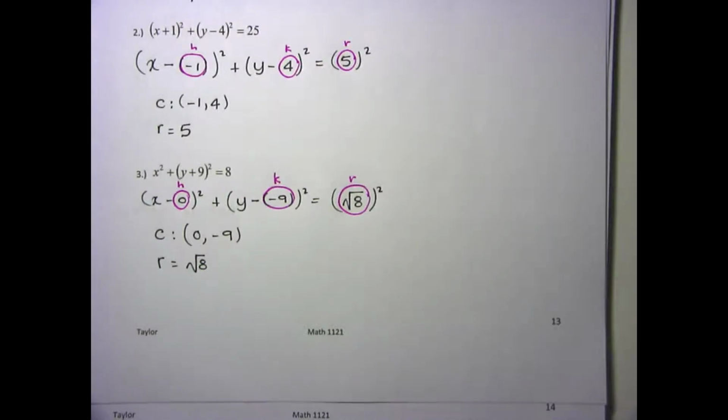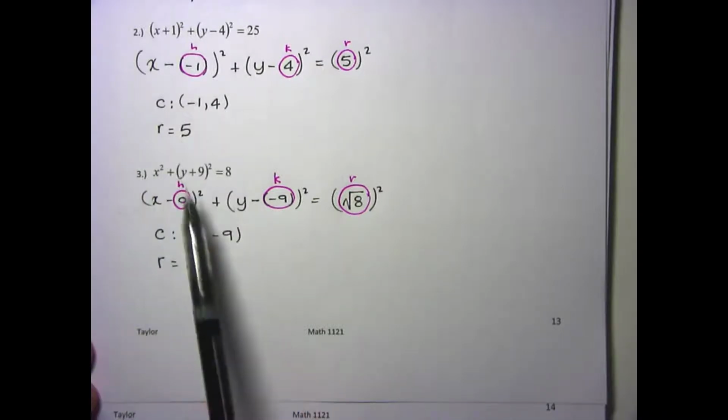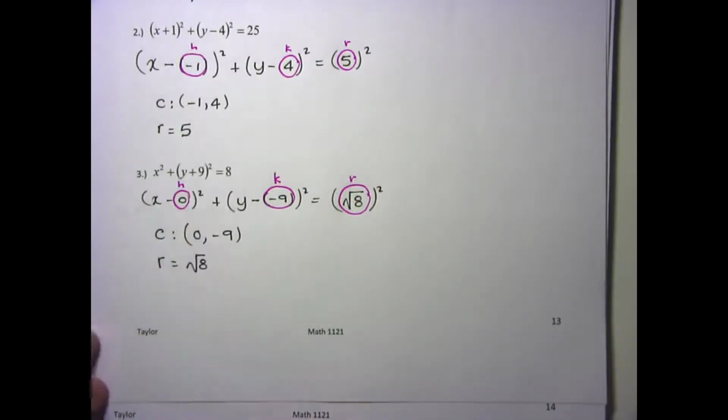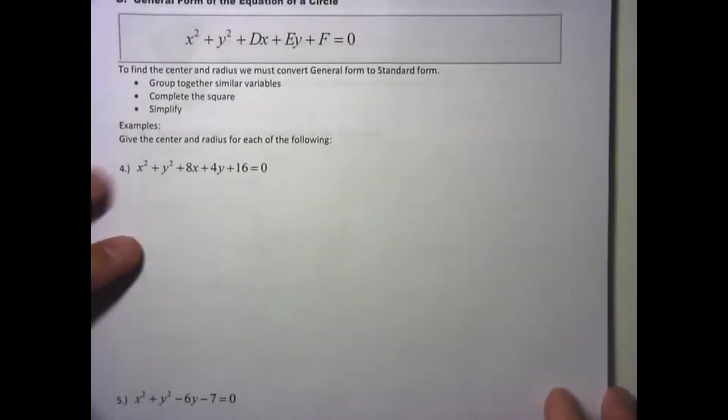All right, so these examples that we just gave you are already given in fairly nice factored form. Oftentimes when we deal with examples like this, we are going to see the equation of a circle given in general form.